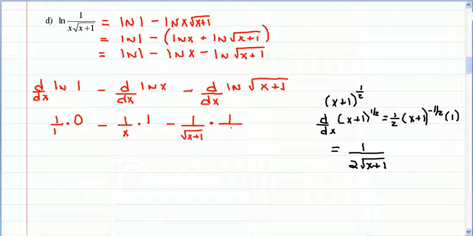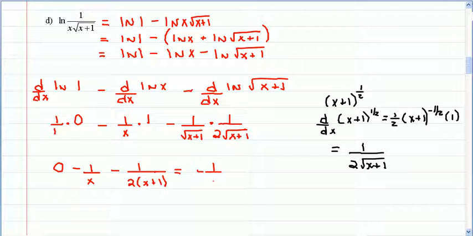So I can substitute that in, and now I can simplify. So 1 times 0 is 0, minus 1 over x, minus 1 over the square root of x plus 1 times 2 times the square root of x plus 1 is just 2 times x plus 1. When you multiply a square root by itself, the radical symbol disappears, so that the final answer is minus 1 over x minus 1 over 2 times x plus 1.